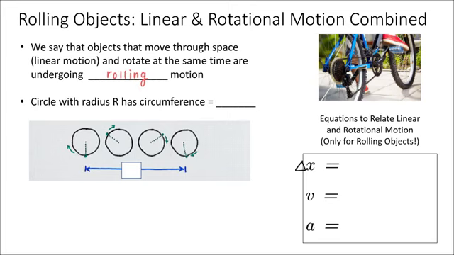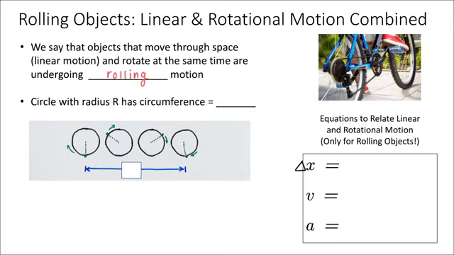And while you may not have thought of it, we interact with rolling motion all of the time. If you've ever ridden a bike or anything with wheels, those wheels are rolling along the ground. Every moment that wheel is touching the ground, it's moving linearly forward through space, but also rotating or rolling. We can relate the linear and rotational motion of that object as follows.